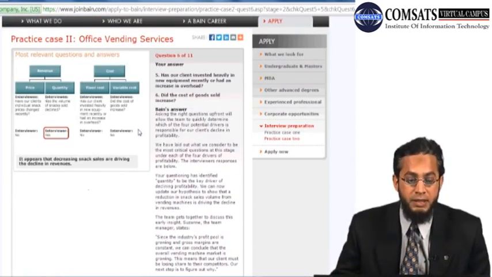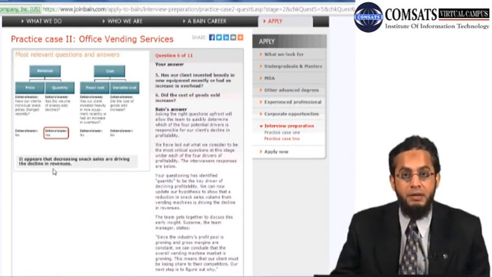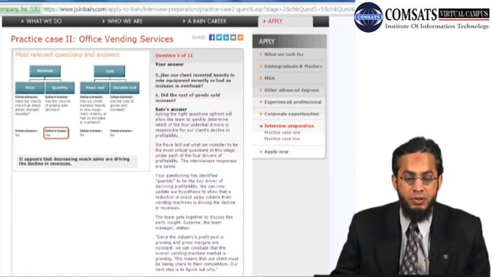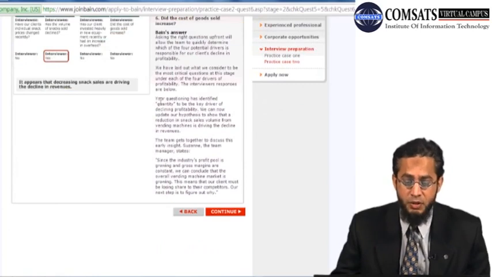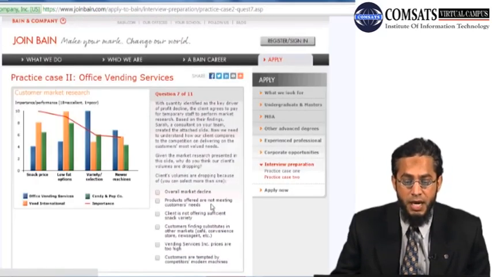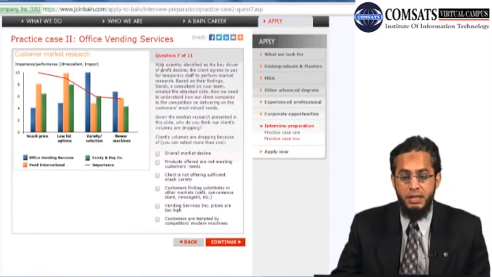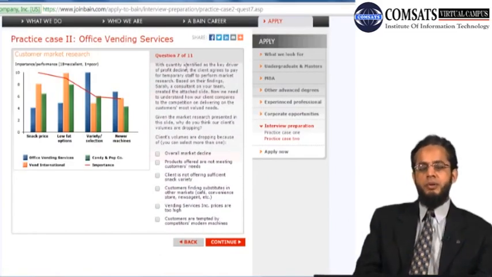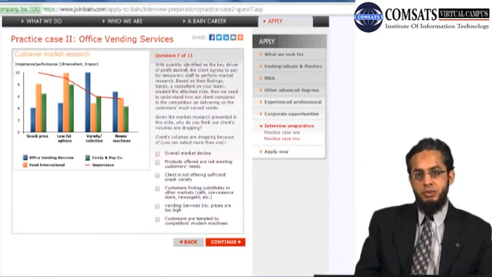और यहाँ पे आप देखें उन्होंने कैसे उसको एनालाइज किया है. It appears that decreasing snack sales are driving the decline in revenues. तो इस तरह जो है उन्होंने थोड़ा सा वर्कआउट करके आपको समझाया कि बेस्ड ऑन दैट यू वुड गो विद द 5th and 6th आंसर. इस तरह you can continue and go on further to the 7th question, and you can answer that question, and there are 4 remaining questions that you need to answer on your own.